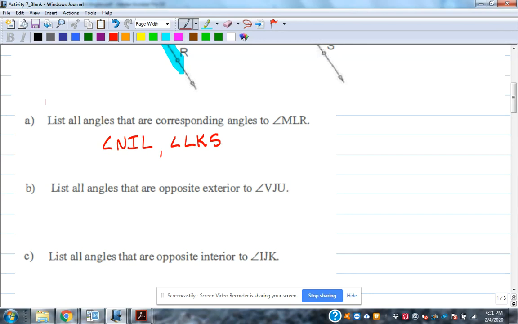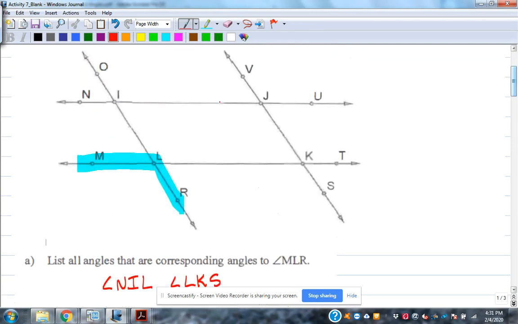All right. Let's move on to B. List all the angles that are opposite exterior. Opposite exterior, remember, you could also call alternate exterior. So if you Google this and you look up opposite exterior and it comes back with some stuff that says alternate exterior, it's the same thing. Okay, opposite exterior. So VJU. All right, so I'm going to get rid of my highlighting there. I'm going to highlight VJU.